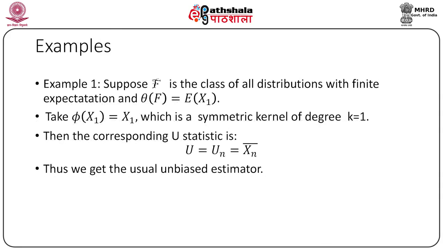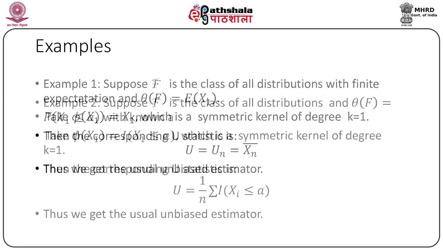Suppose the functional of interest is the expectation of x. Since the functional is an expectation of a random variable, we take the kernel as phi of x1 equal to x1. Then phi is by definition symmetric and of degree 1. The corresponding U-statistic is naturally x bar, the sample mean, actually the usual unbiased estimator.